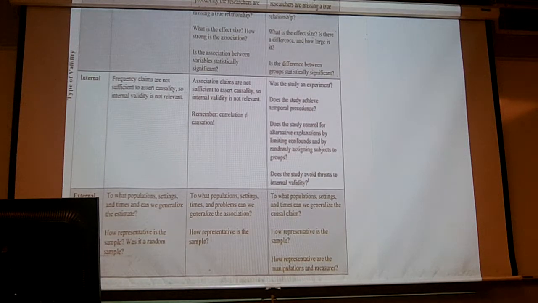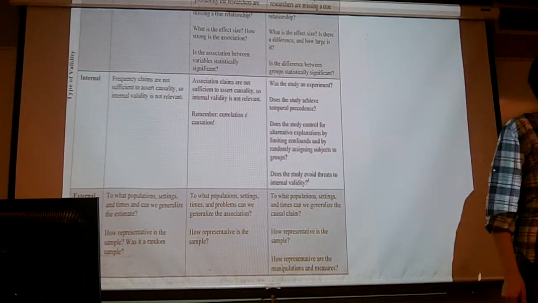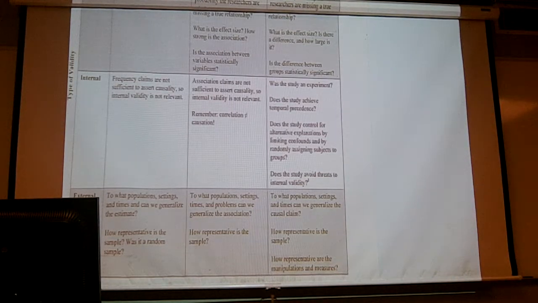Right. So you need to have a true experiment. Okay. And then they say, does the study achieve temporal precedence? Sounds so fancy. But all that really means is, do the variables have that directionality, that time-order relationship that you need to establish cause? Do we see that changes in the dependent variable are always preceded by changes in the independent variable? That performance on the dependent variable is the same until you do something at the independent variable level. That's all we're saying there.